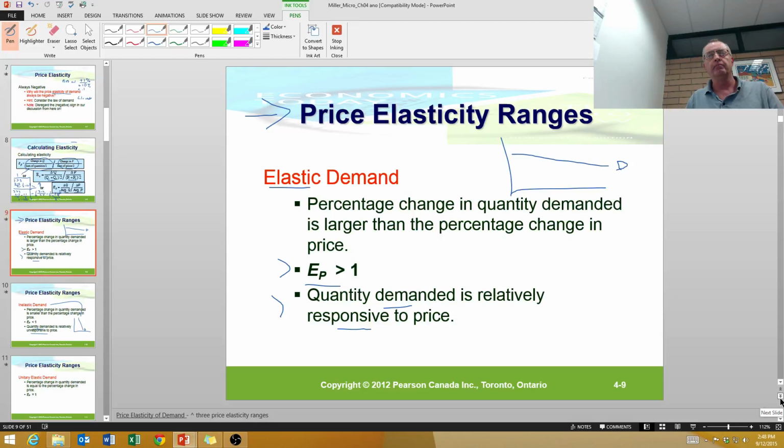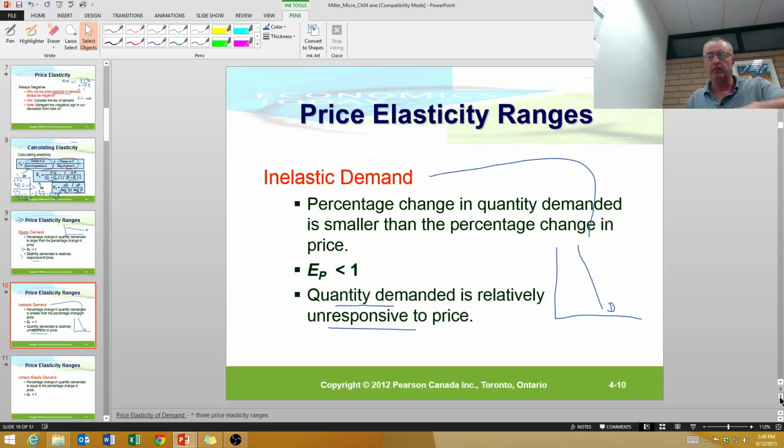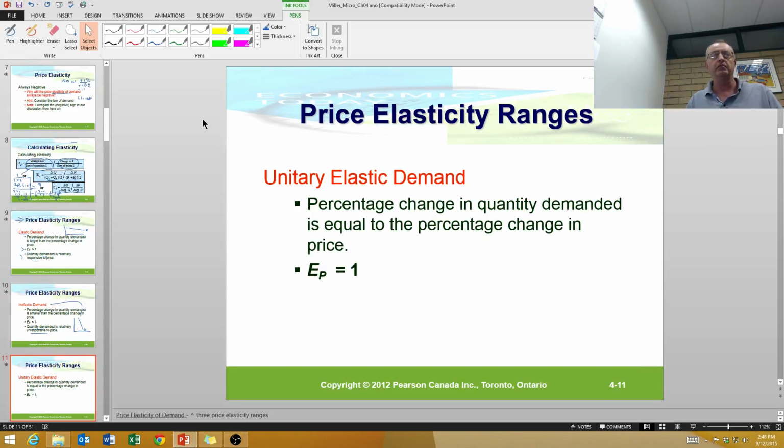Okay, so with elastic demand, a given percentage change in price results in a larger percentage change in quantity demanded, and with inelastic demand, a given percentage change in price results in a smaller percentage change in quantity demanded. And of course we have unitary elastic demand, which is simply in the middle. So our numerical value is price elasticity of demand equals 1. Then we have a summary slide next.